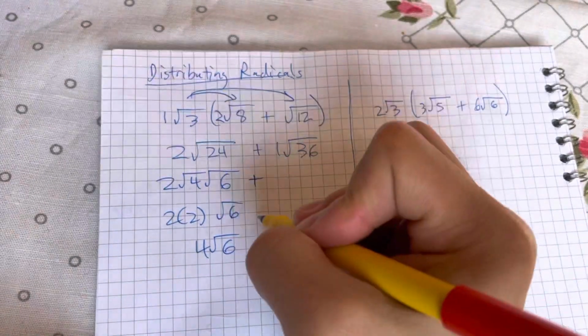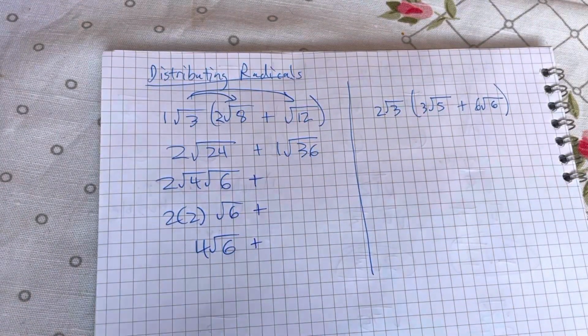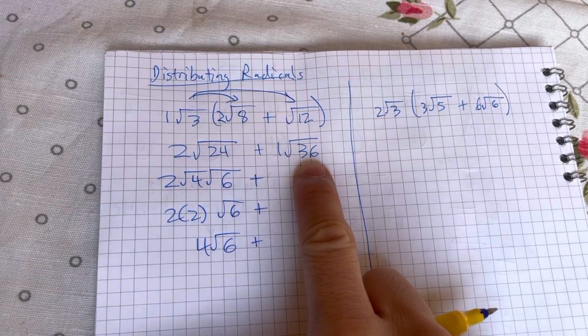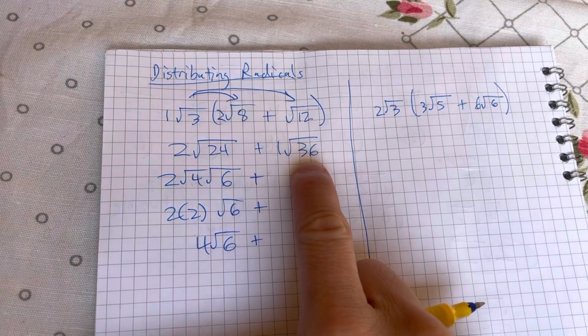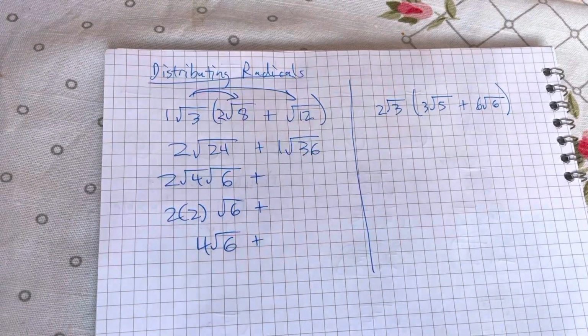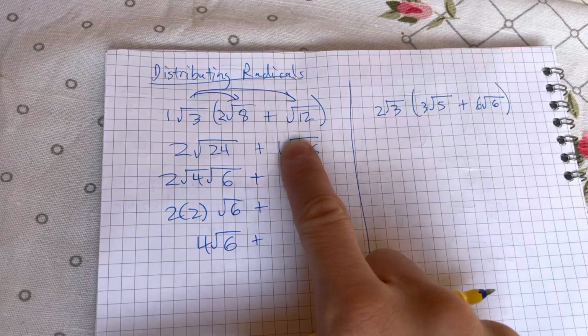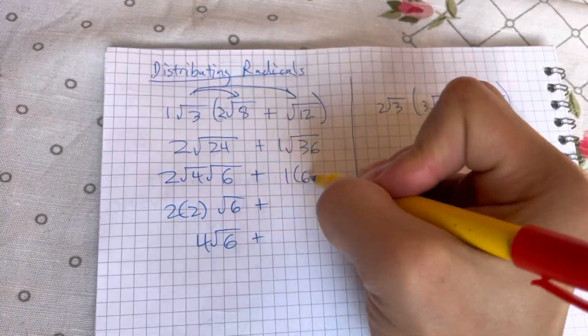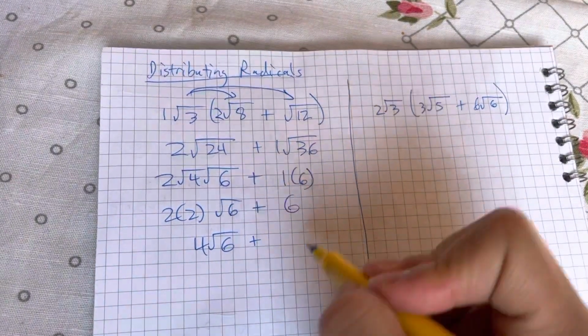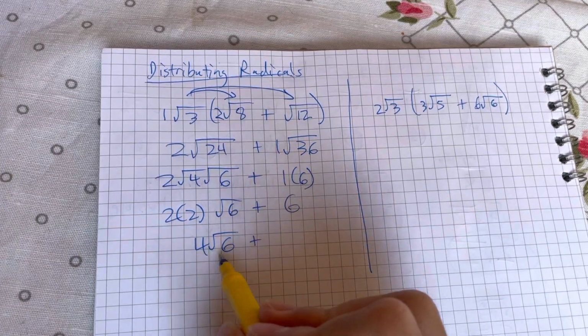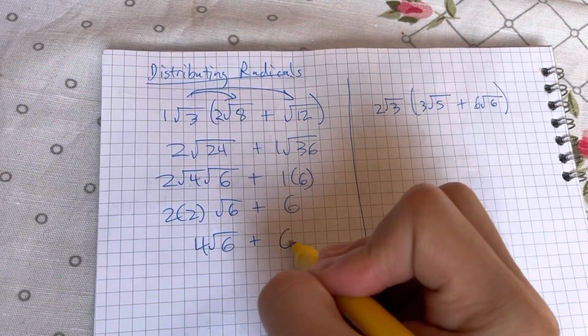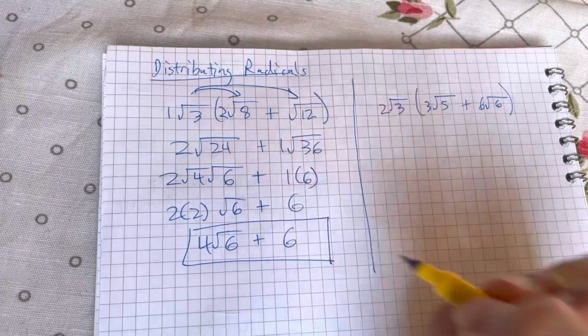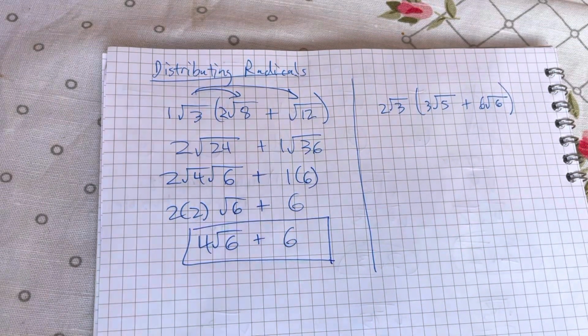We want to drop the addition sign. And then here we have square root of 36. Now, don't think about what it's perfectly divisible by, because this is a perfect square. So square root of 36 is simply 6. So here you have 1 times 6, right? And 1 times 6 is just 6. So the final answer is 4 root 6 plus 6. This is your final answer, okay?